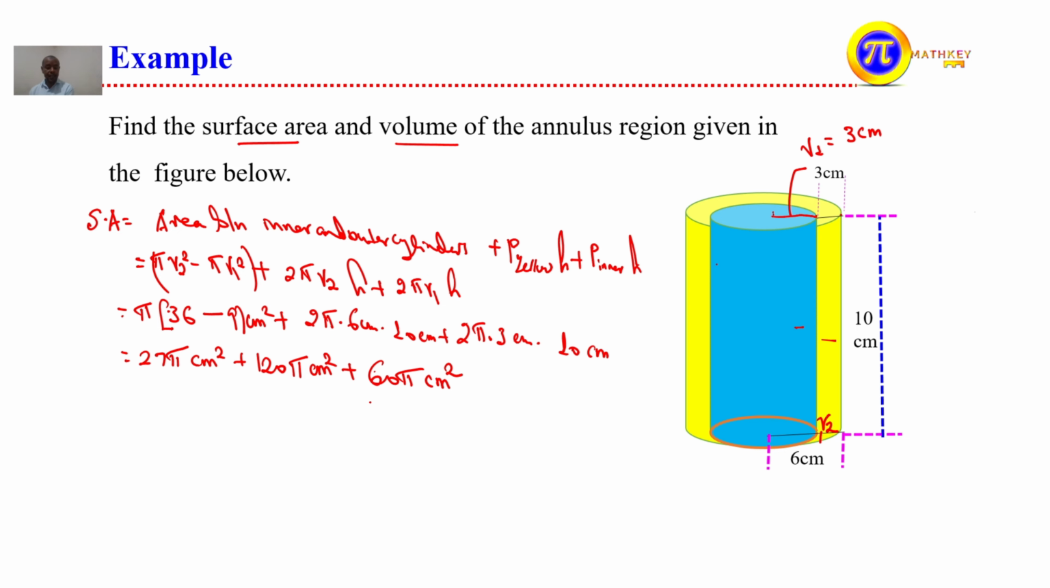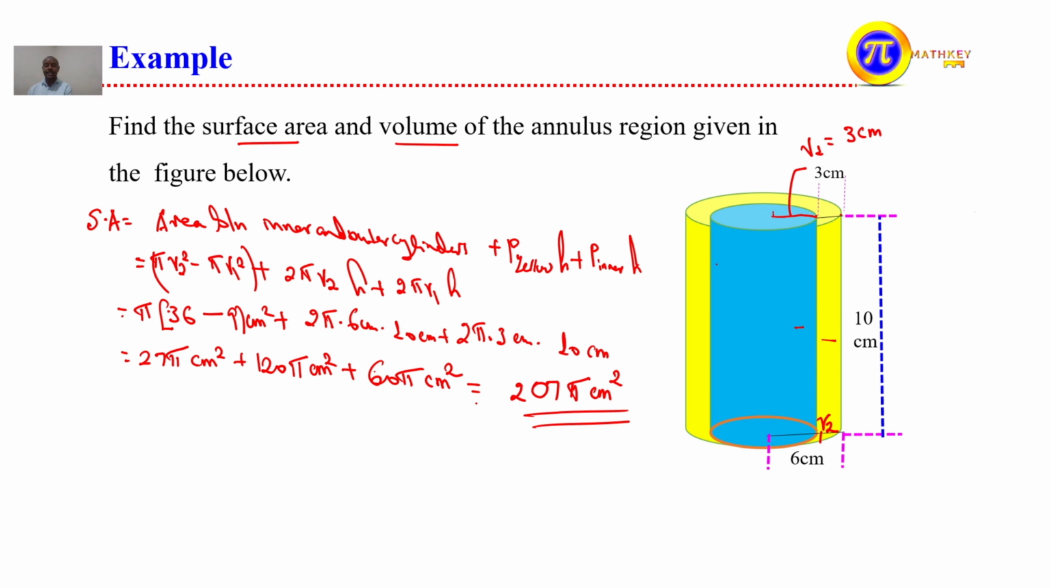What is their sum, which is equal to? That means 7, 6 plus 2 is 8, 8 plus 2 is 10. That is 0. You have 8, 8 plus 2, that is 10. We have 1, 1 plus 1, that is 2. 207 pi centimeter square. This is the total surface area for this figure.